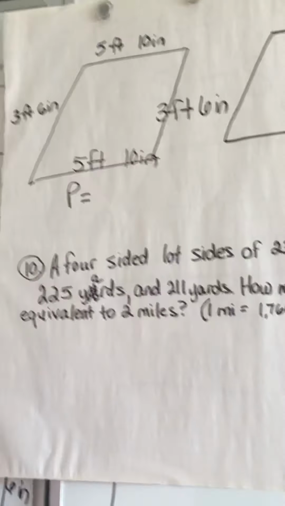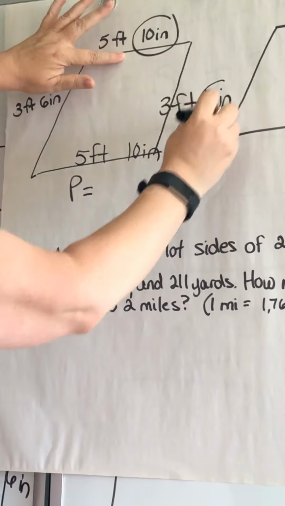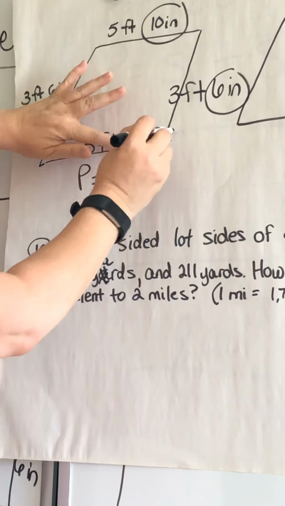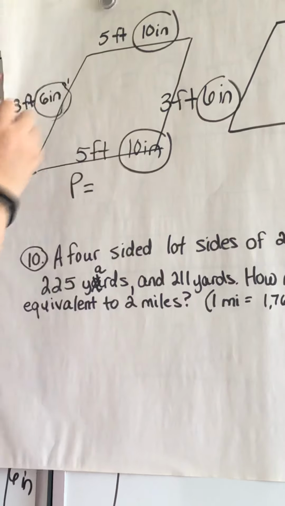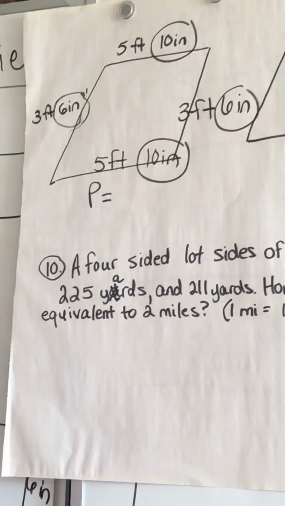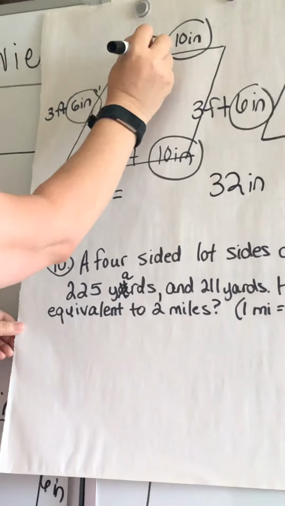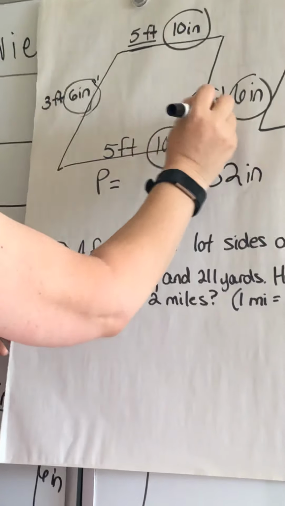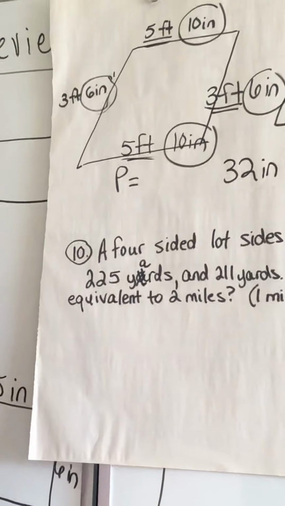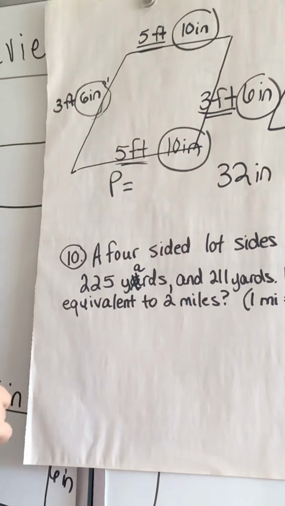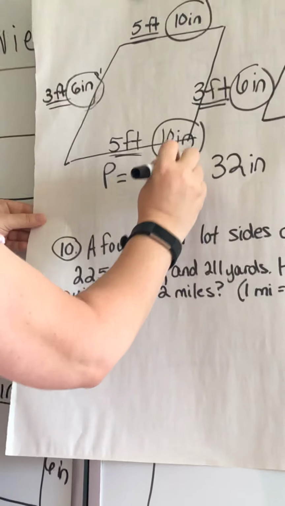So let's go ahead and count up the inches first. We have 10 inches, 6 inches, that makes 16, plus another 10 makes 26, plus another 6 is 32 inches. Now we're going to add up all the feet. 5 plus 3 makes 8. 8 plus another 5 makes 13. 13 plus another 3 makes 16 feet.